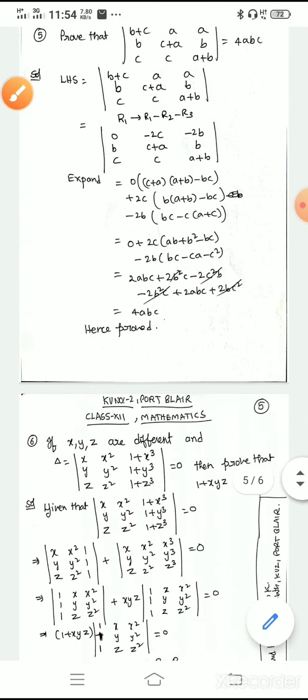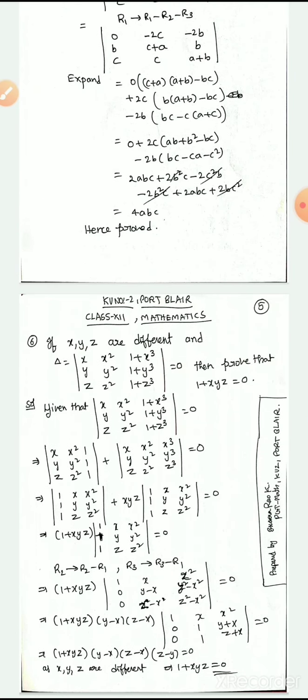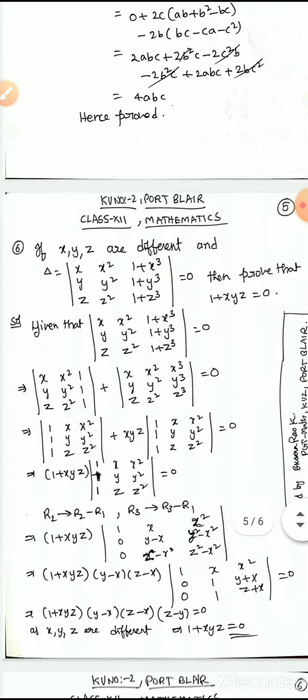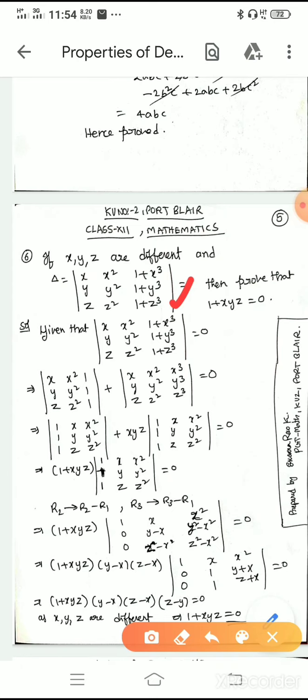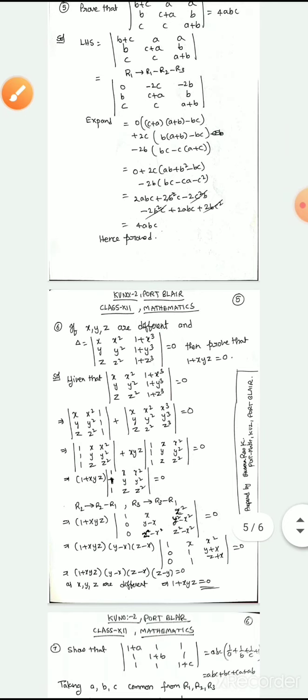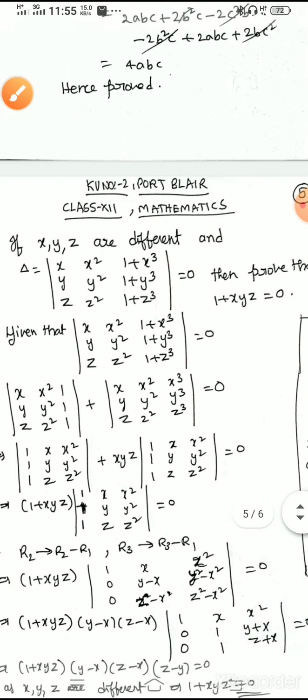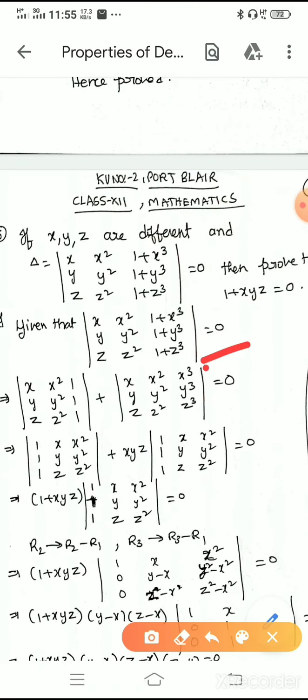Next, question number 6. If x, y, z are different, prove that delta, the determinant with rows x, x square, 1 plus x cube; y, y square, 1 plus y cube; z, z square, 1 plus z cube, is equal to 0. What is given is that it equals 0. Then they are asking us to prove that 1 plus xyz is equal to 0. To do that, first take the LHS as it is given to us, and we write it.